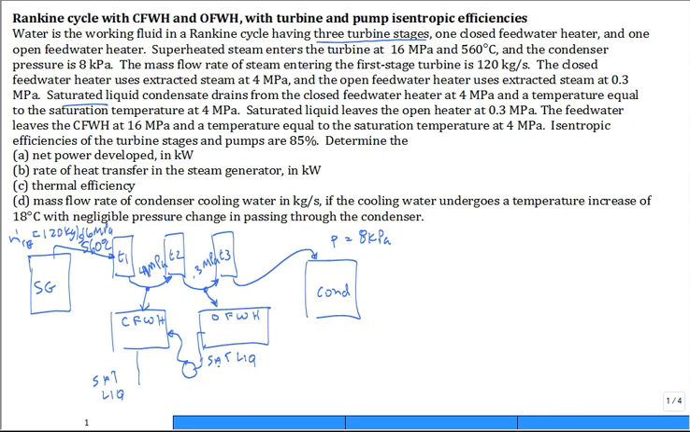Saturated liquid leaves the open heater at 0.3. The feed water leaves the closed feed water heater at 16 megapascal. It's very high pressure. Then it goes into the steam generator. That's on what I'll call the tube side of the closed feed water heater. All right, this pump boosts it from 0.3 to 16 megapascal. And then there's got to be another pump that boosts it like that, from 8 kilopascal up to 0.3 megapascal.